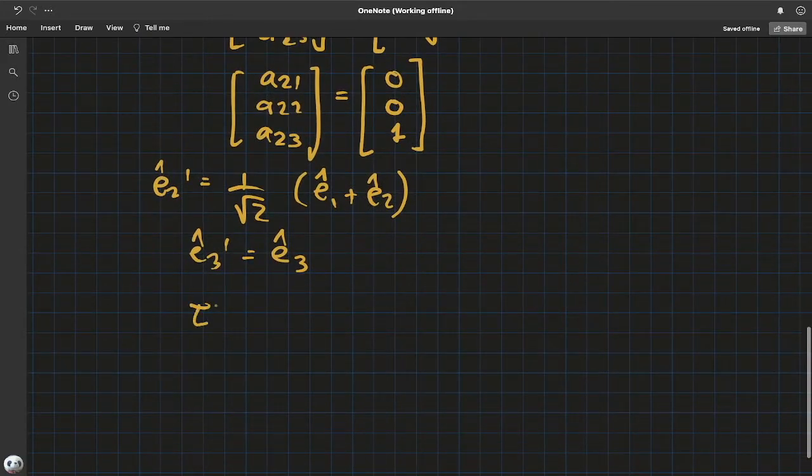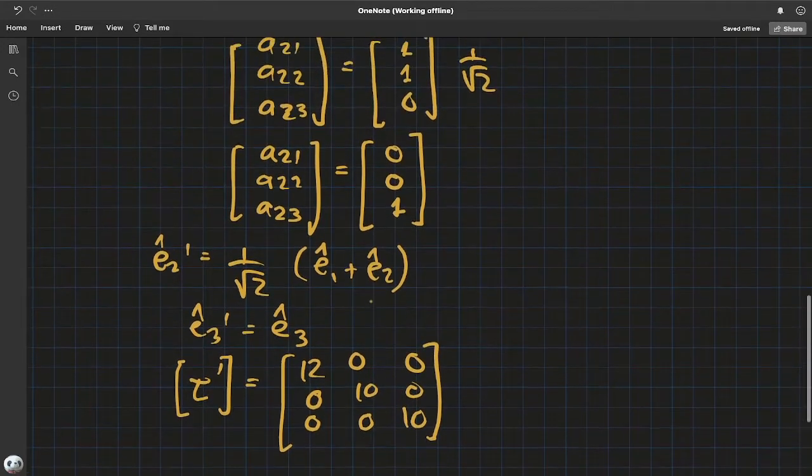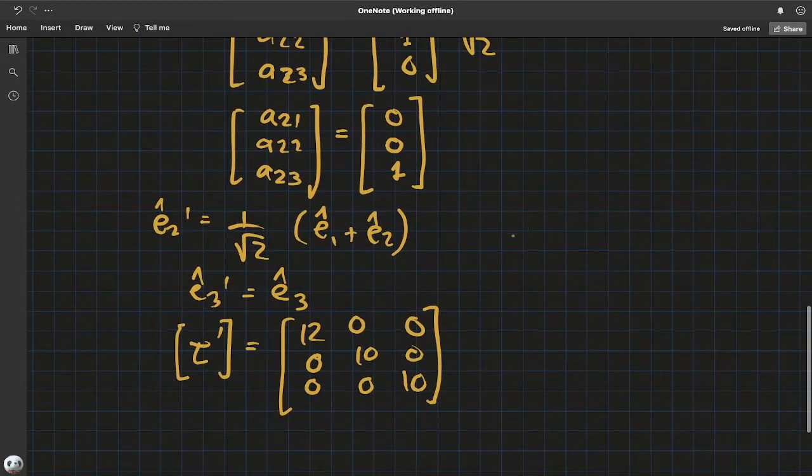So the diagonalized tensor can be represented by 12, 0, 0, 0, 10, 0, 0, 0, 10 with the transformation matrix. Let's see.